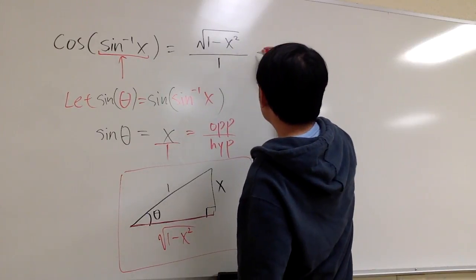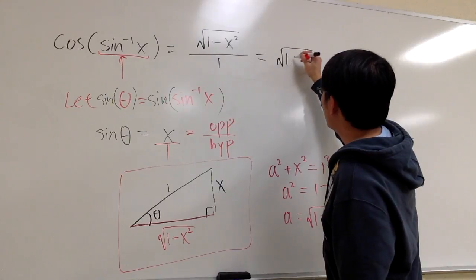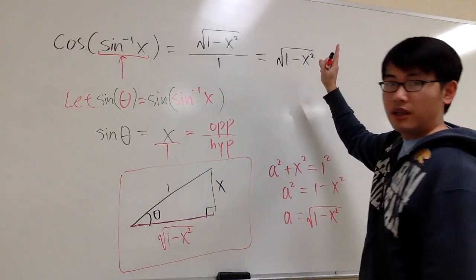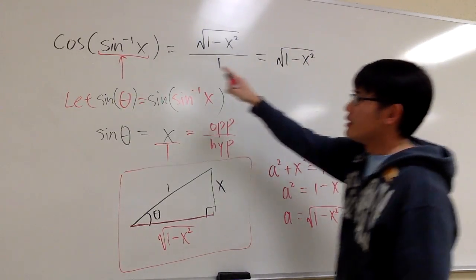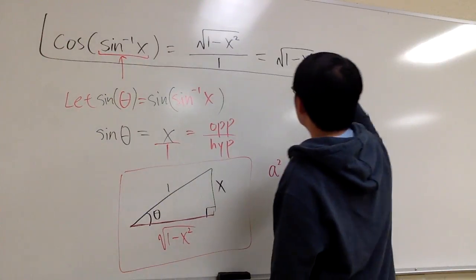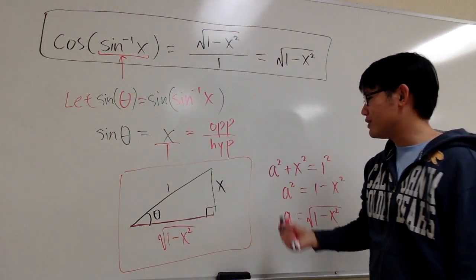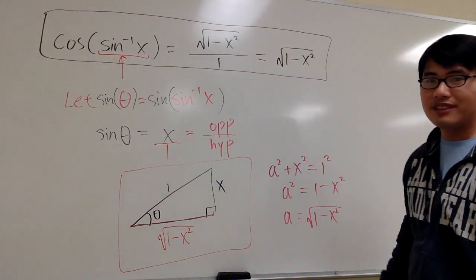And over 1 never matters. So I can just write the answer as square root of 1 minus x squared. And this right here will be cosine of inverse sine x. So this right here is how you can make cosine of inverse trig functions into an algebraic expression, just like this.